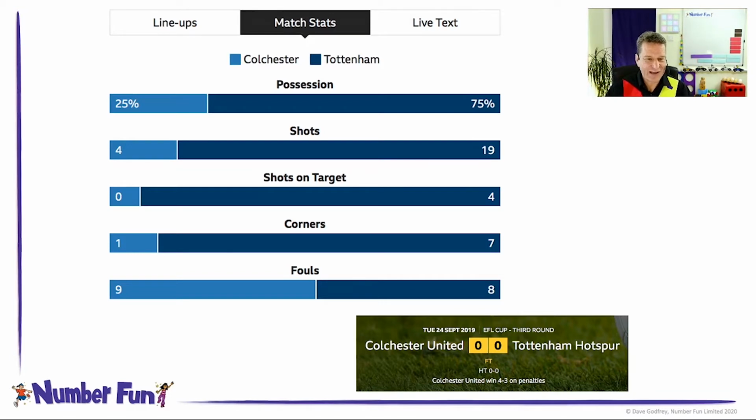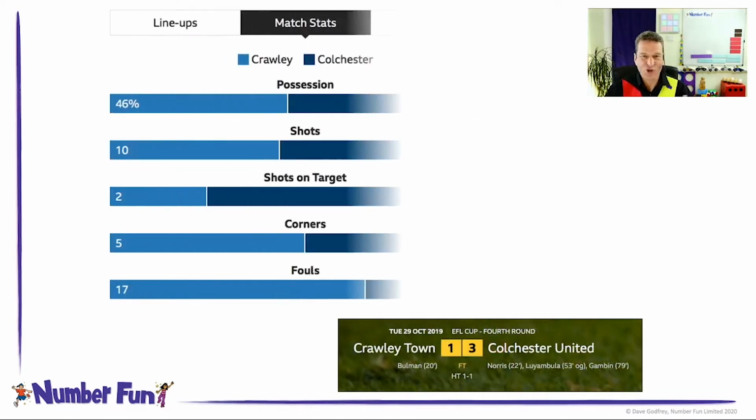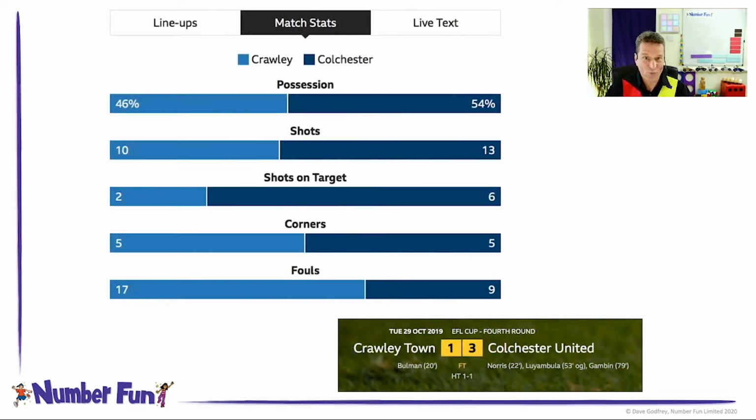Let's take a look at the next round statistics. This was against Crawley Town and we managed to win away. We had just slightly more of the possession than Crawley. You could tell that without actually seeing the 46% and the 54%, couldn't you? Because the bars are communicating information, which is what they do in the Singapore bar model approach. Well, we won that game.